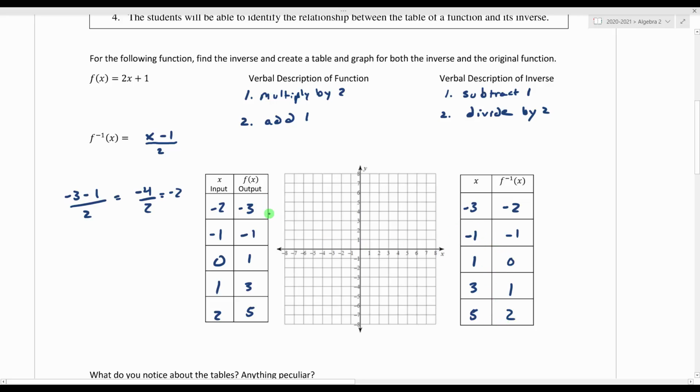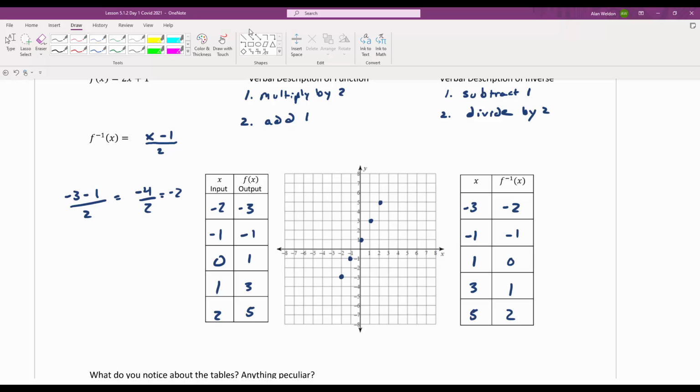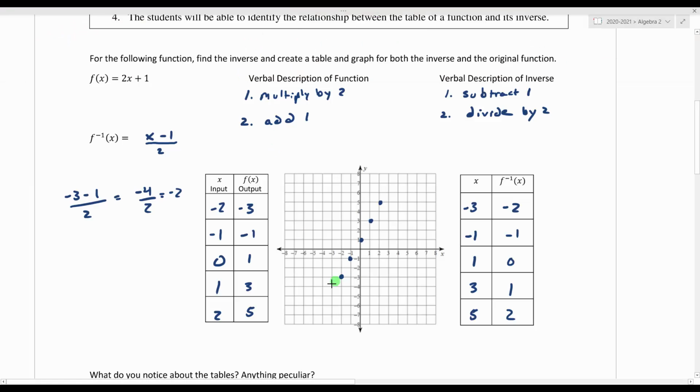All right, let's take a look at the graph. We're going to start by graphing these points and seeing what we get. Right, so let's see if there's any kind of cool relationships on the graph. So we got -2, -3. I'm going to plot that point. -1, -1, 0, 1, 1, 3, and 2, 5. All right, so we got all those points plotted, and I'm going to draw a line through that. So let me get my line tool going here.